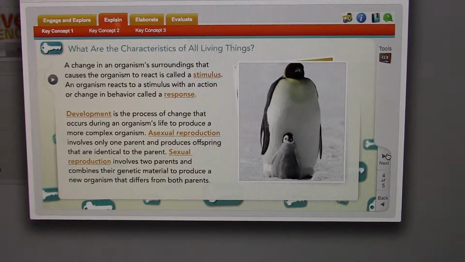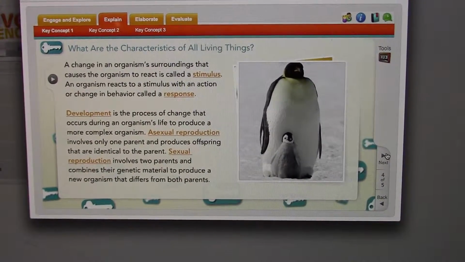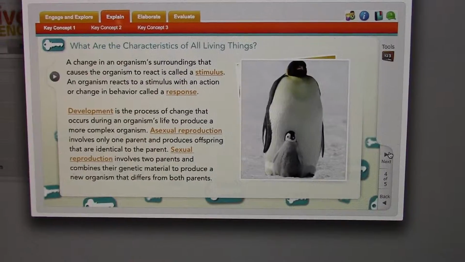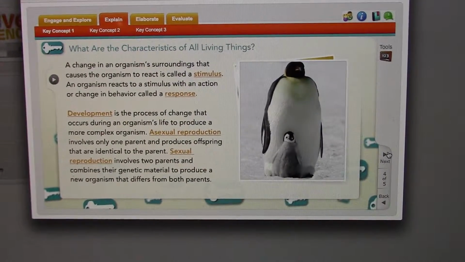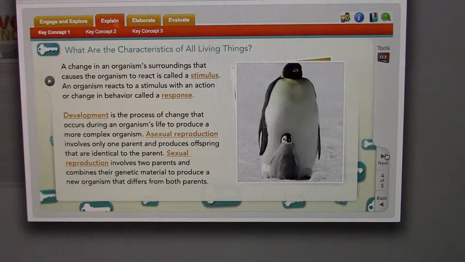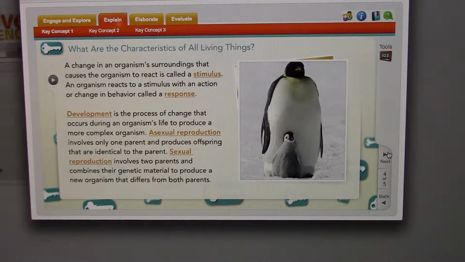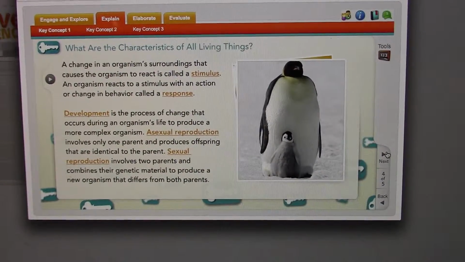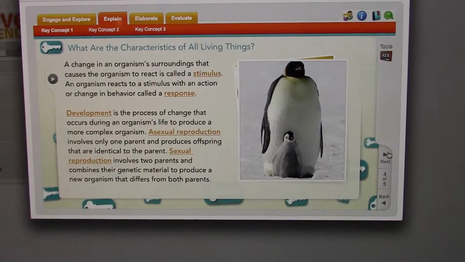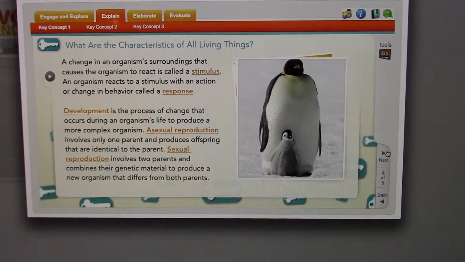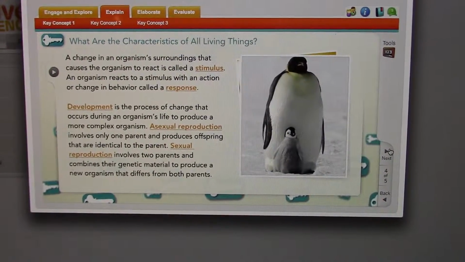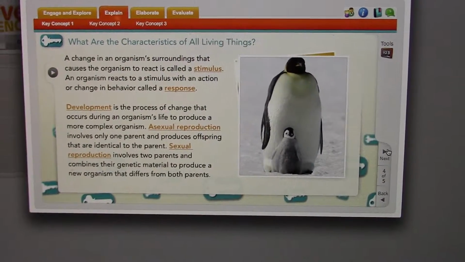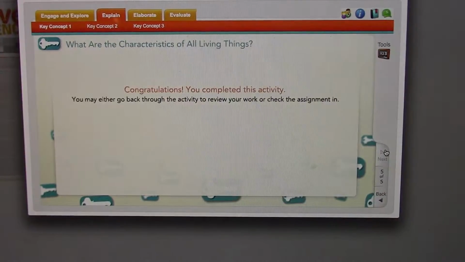Development is the process of change that occurs in an organism's life to produce a more complex organism, like growing. Asexual reproduction, meaning having a child without having sex, involves one parent, and the offspring that is produced is identical to the parent. This is a lot like cloning, a single parent that suddenly turns into another organism. Sexual reproduction, which is what people and animals and most things do, involves two parents that combine their genetic material, their DNA, to produce a new organism that is different from both of those parents.